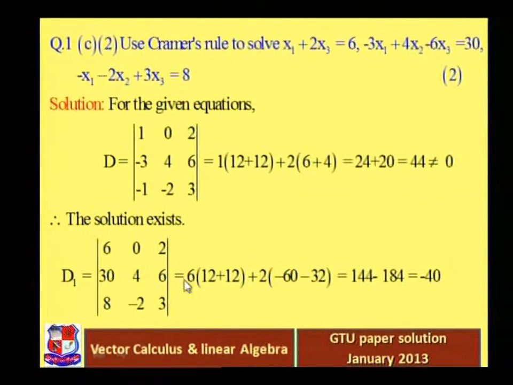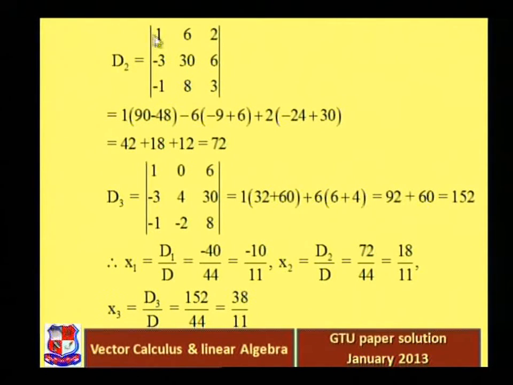So find D1. This is 6 into 12 plus 12, plus 2 into 30 into 3 minus 30 into minus 2, that is minus 60, minus 4 into 8, that is minus 32. So this is 24 into 6, that becomes 144, and then minus 60 minus 32, so this is minus 92, and minus 92 into 2 gives minus 184. So 144 minus 184 is minus 40, correct? Now find D2. What is our D2?